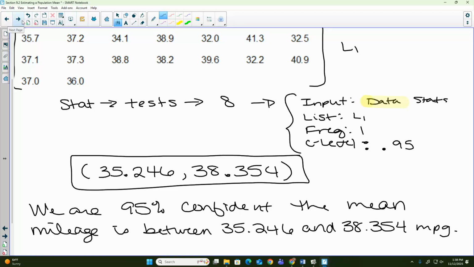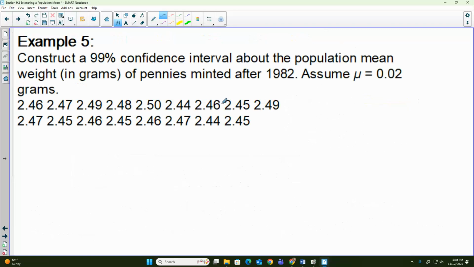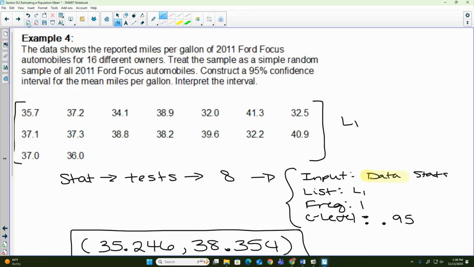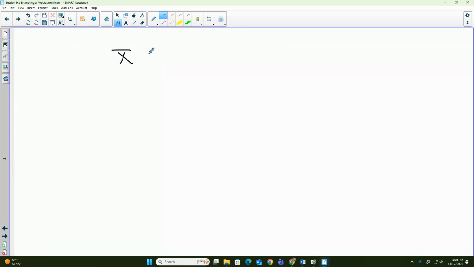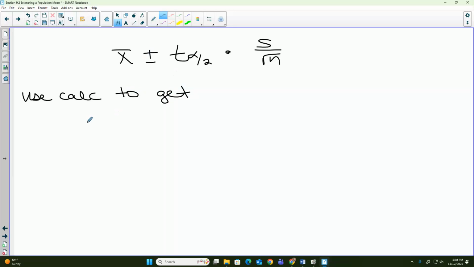I guess we don't have to, but I don't really want to calculate standard deviation by hand for this or anything. So our formula for doing it by hand is x bar plus or minus t alpha over 2 times s over the square root of n. We need to use the calculator to get some of these things. The x bar, the s, the n, I think it told us we already know that was 16 different automobiles.